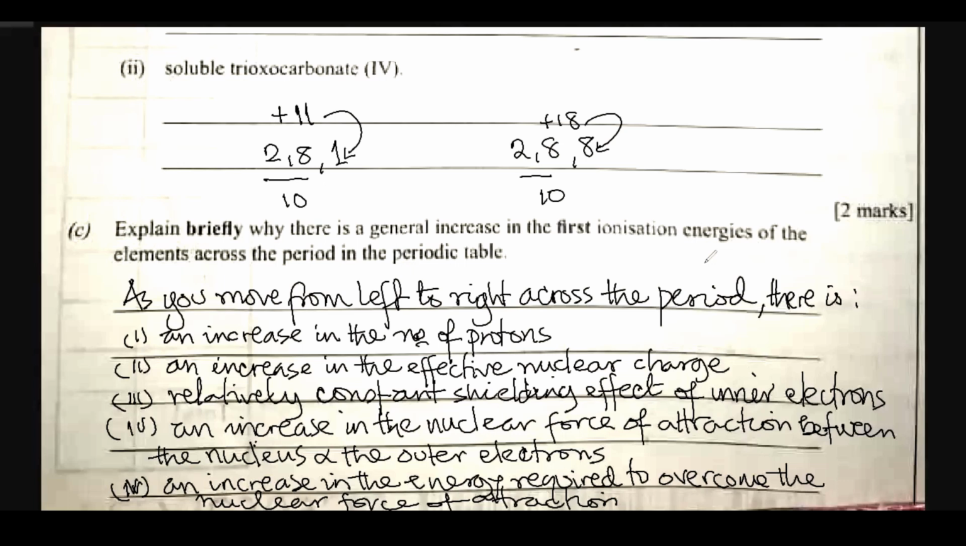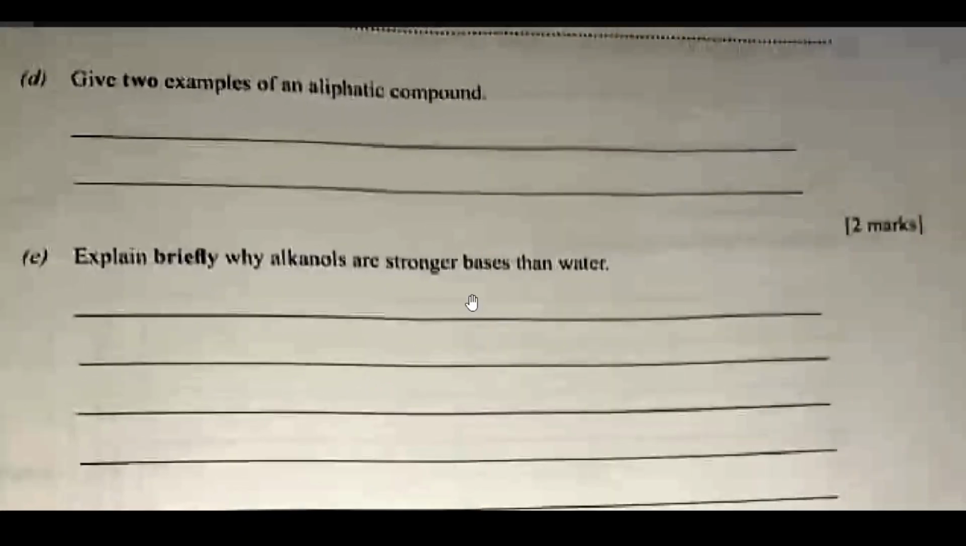And that energy required to remove that electron is the ionization energy. All right, so let's move on to question D. The next question says, give 2 examples of an aliphatic compound. An aliphatic compound is a non-aromatic compound, a compound that does not contain the benzene ring, and it can either be cyclic or acyclic. But we will focus more on acyclic aliphatic compounds, and they include alkanes, your alkenes, your alkynes.